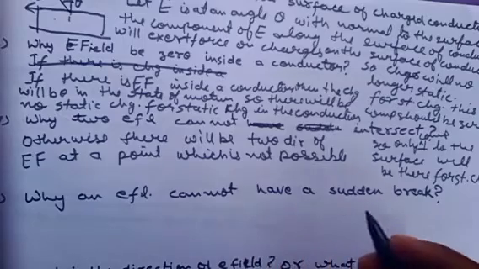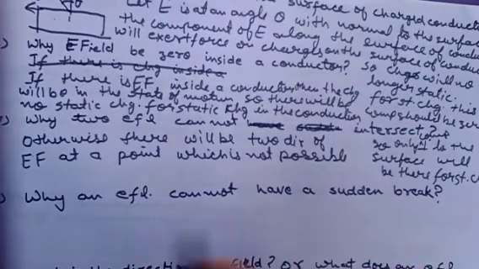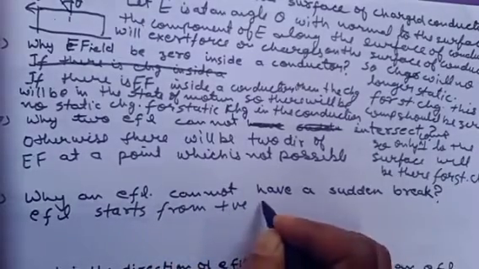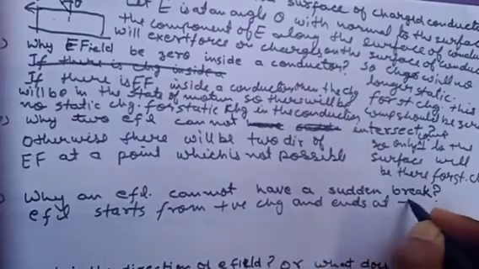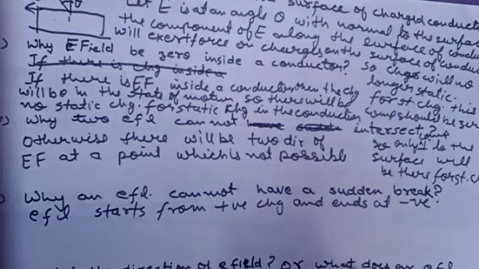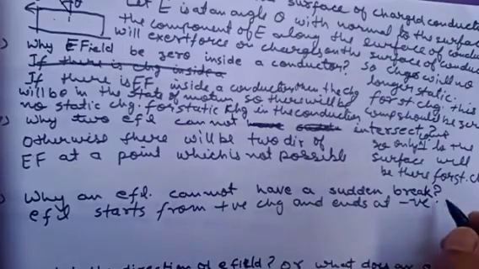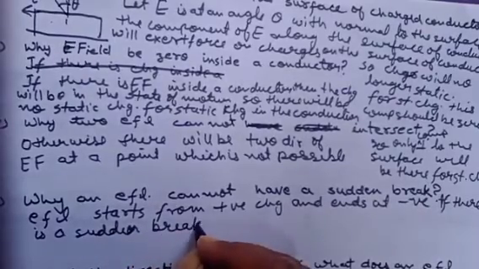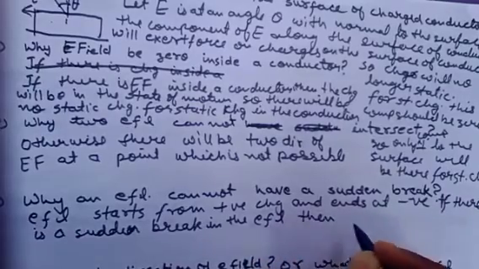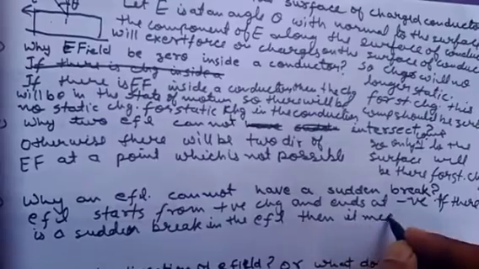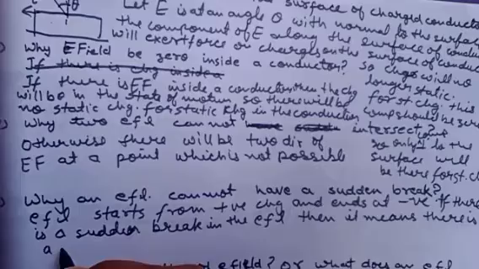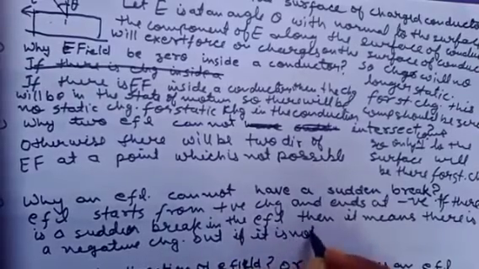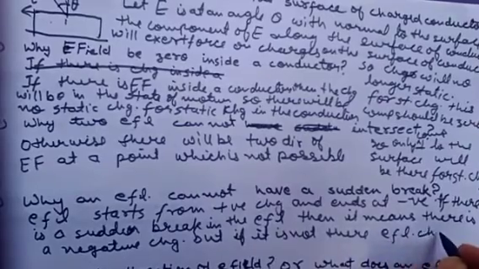Why can an electric field line not have a sudden break? So I hope you people are getting this. An electric field line starts from positive charge and ends at negative charge. Actually, if there is only positive charge, then they terminate at infinity. But if there is negative charge, then they terminate at the negative charge. If there is a sudden break in the electric field line, it would mean there is a negative charge there, but if it is not there, the electric field line cannot terminate.